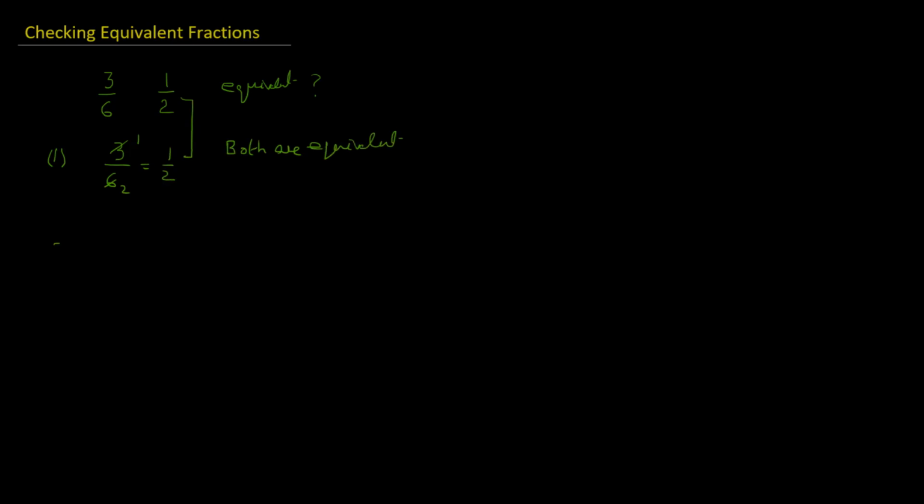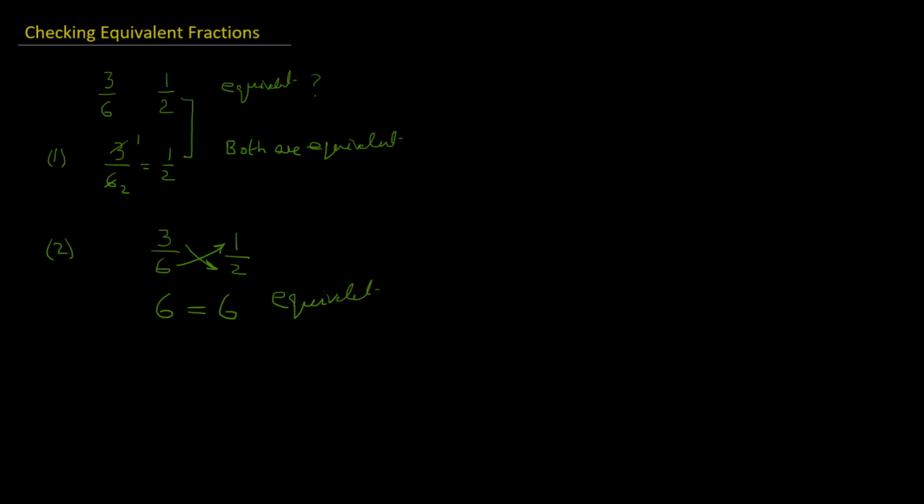So what is the second method? The second method is a simpler method. What you do, you write both fractions side by side and you cross multiply these two. The numerator of the first with the denominator of the second, and the denominator of the first with the numerator of the second. You cross multiply. So you multiply 3 with 2, you get 6, and you multiply 6 with 1, you get 6. So if these two are equal, then the fractions are equivalent.